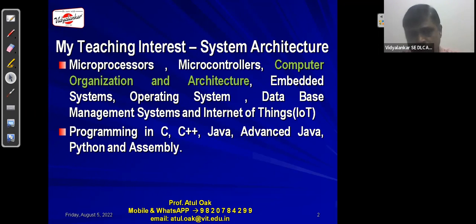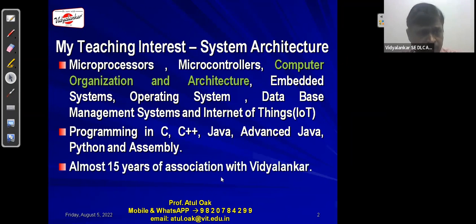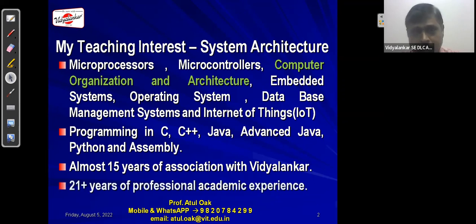And for you, it is DLCOA, which I have already highlighted. Proud to say that I'm with Vidyalankar for the last almost 15 years, and a great association, I will say. And teaching all these professional subjects for almost 21 years. So this is about your teacher.